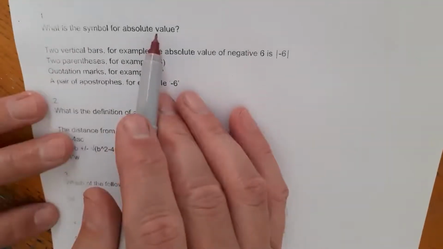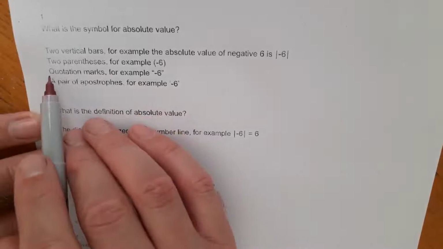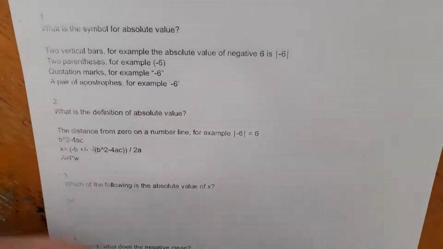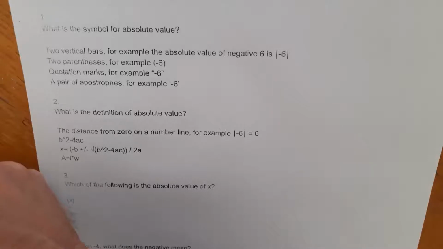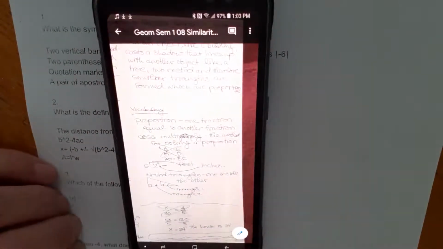So it says, what is the symbol for absolute value? So what are our options here? Oh, before we do this, sorry, I forgot to show you this. Let's do my normal pattern here. So it says you need the notes for these pages. Let's go there.